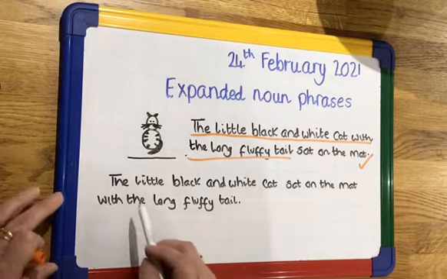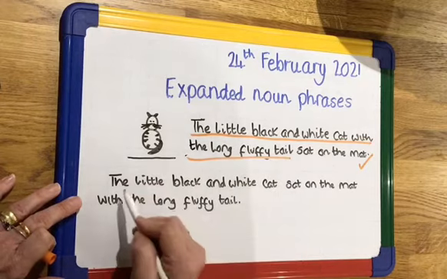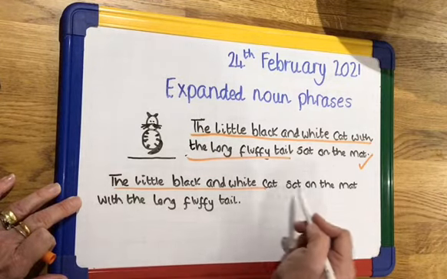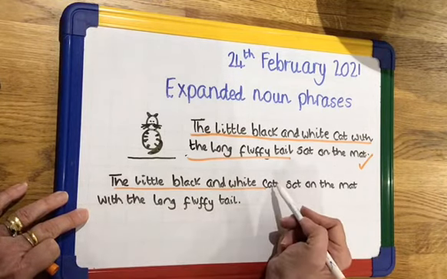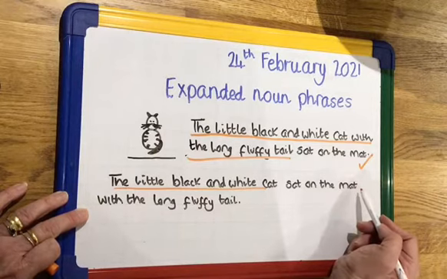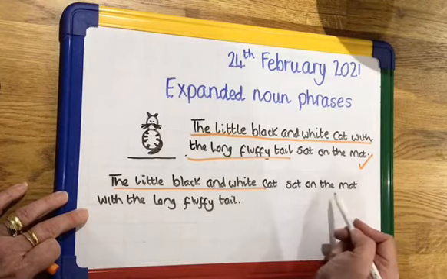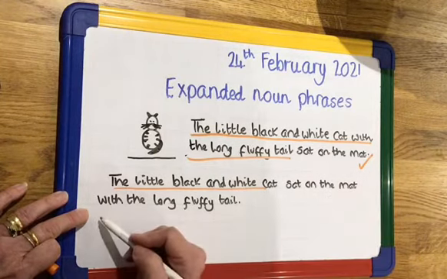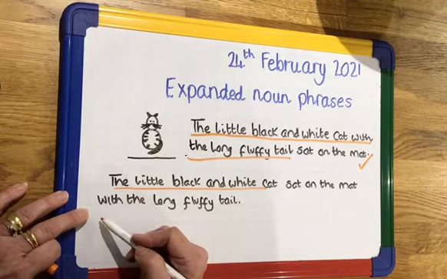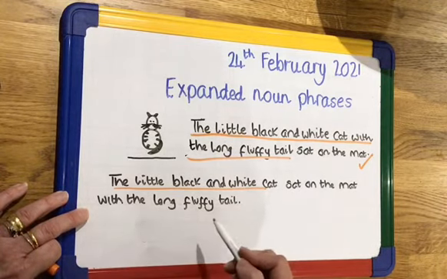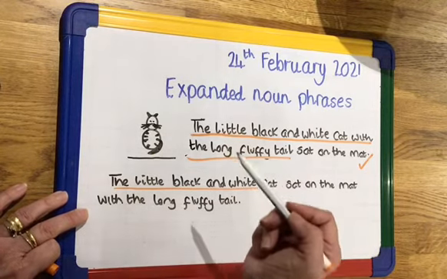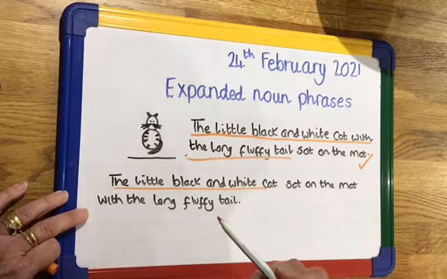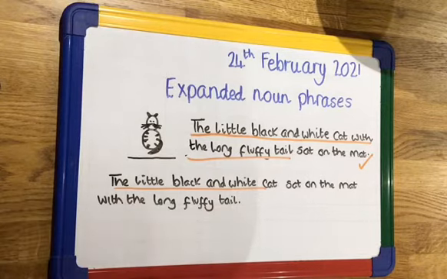However, let's look at this one. The little black and white cat, that's my expanded noun phrase, sat on the mat with the long fluffy tail. The prepositional phrase is no longer describing the cat because it's coming after the noun mat. So it's telling me that the mat had a long fluffy tail. So we need to be really careful because that's not correct. We need to make sure that our prepositional phrase goes straight after the noun that we are describing. We'll look at one more example, year 2.